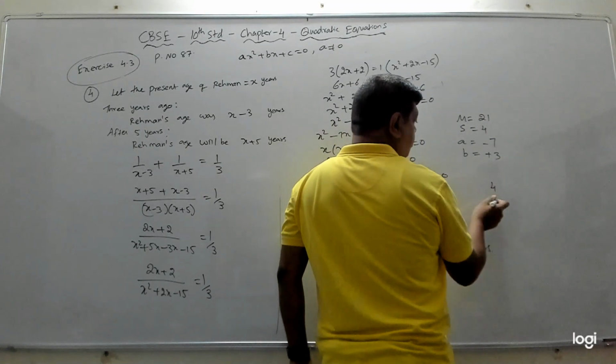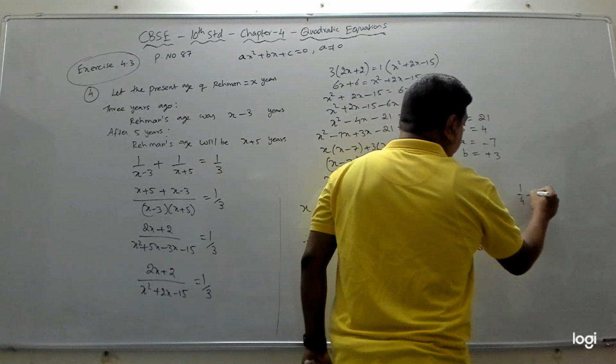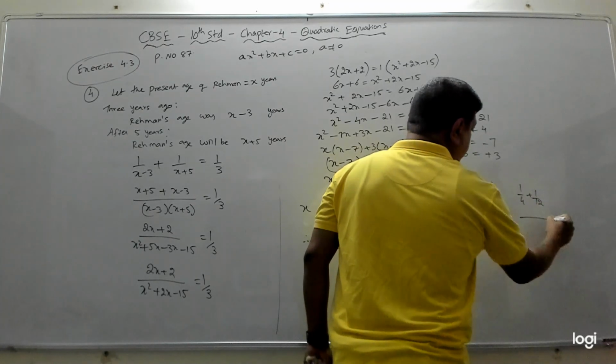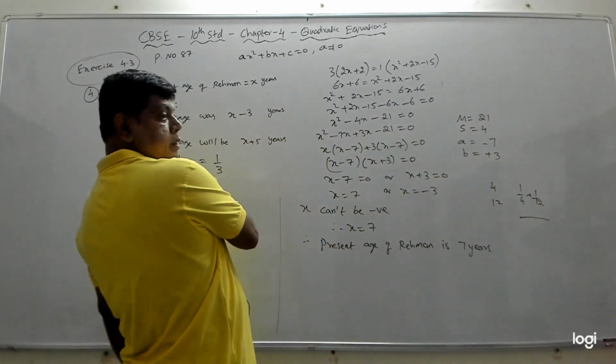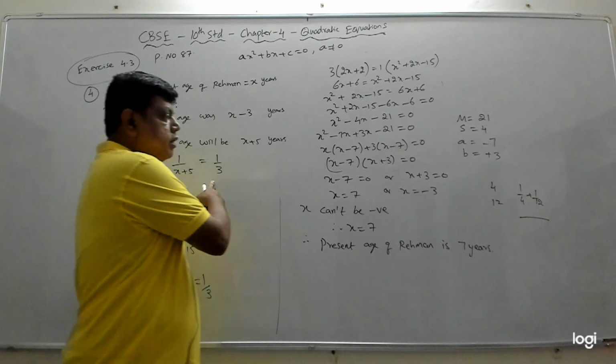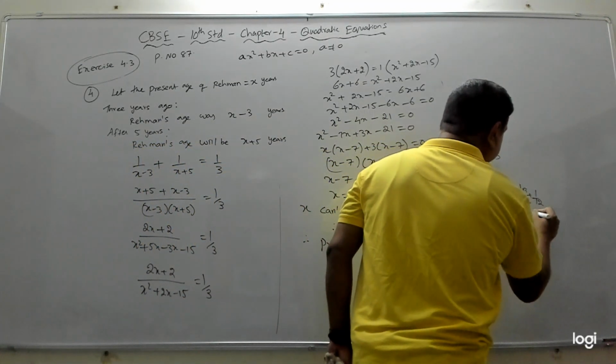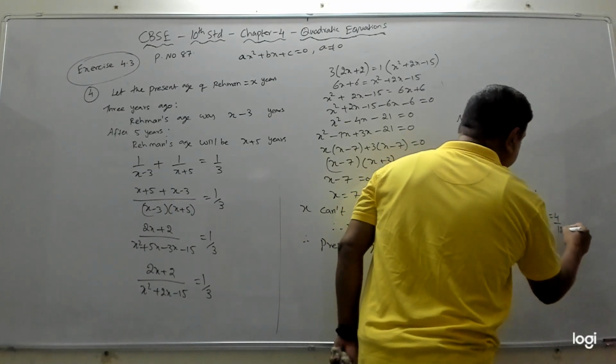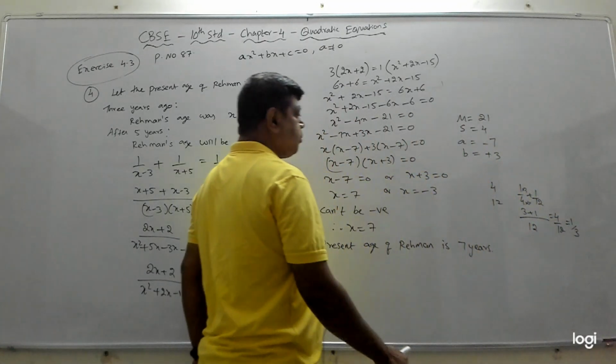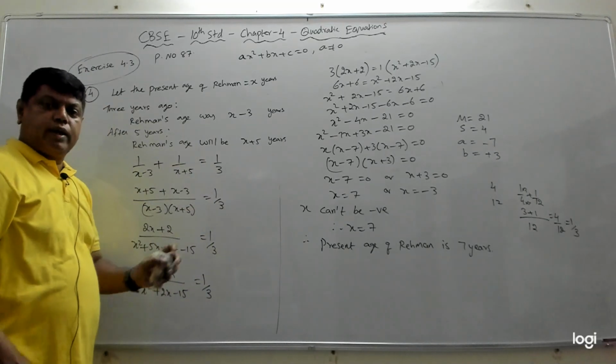Now if you take the reciprocals and sum them, 1 by 4 plus 1 by 12, we should get 1 by 3. So the LCM is 12: 4 times 3, 1 times 3. So we'll get 3 plus 1, which is 4 by 12, which is 1 by 3. So we got this 1 by 3. So our answer is correct.